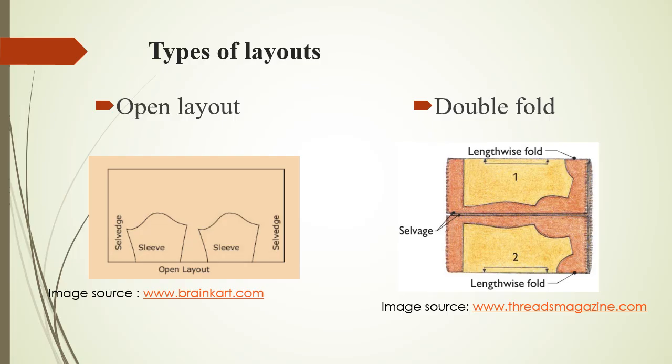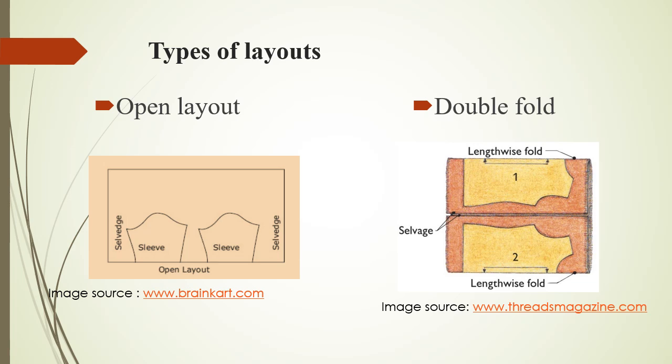Next one is the double fold. This type of layout is used when we want to cut many pattern pieces on fold. In this, the two selvages are folded in such a way that the folds are along the sides. That means at a time we can cut front and back if we are planning for a top. It may not be possible to lay out all the pattern pieces at a time; some have to be cut after refolding or opening out.